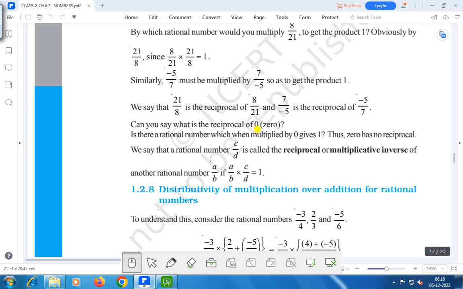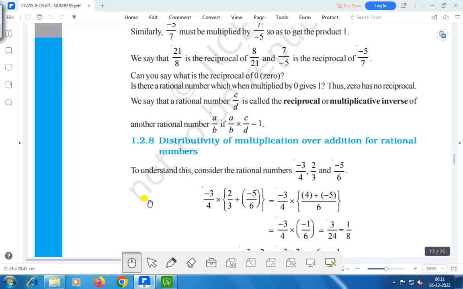Can you say what is the reciprocal of 0? What is the reciprocal of 0? There is no reciprocal for 0. Is there a rational number which when multiplied by 0 gives 1? Thus 0 has no reciprocal. We say that the rational number c by d is called the reciprocal or multiplicative inverse of another rational number a by b if a by b into c by d is equal to 1.